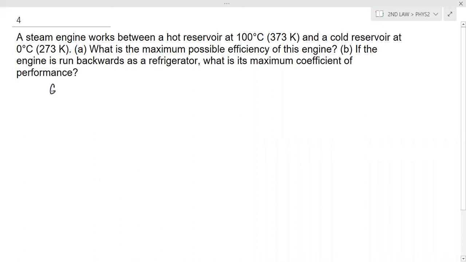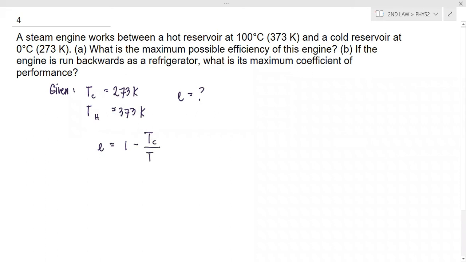So I will write the given for this problem, TC, that's 273 Kelvin, and our TH, which is 373 Kelvin. Here we are going to look for the maximum possible efficiency of our engine. Our efficiency in terms of temperature is given by 1 minus TC over TH. Substituting the given, we will obtain 0.268 or 26.8% efficiency. So this is the answer for A.